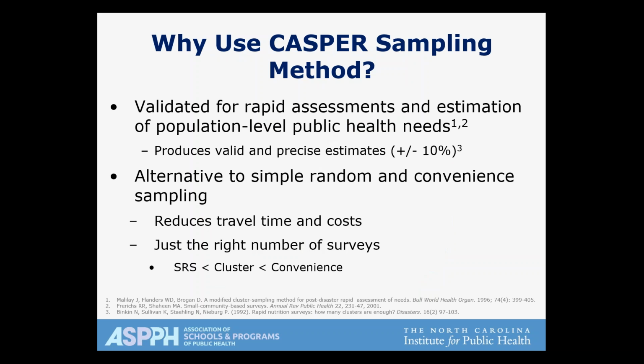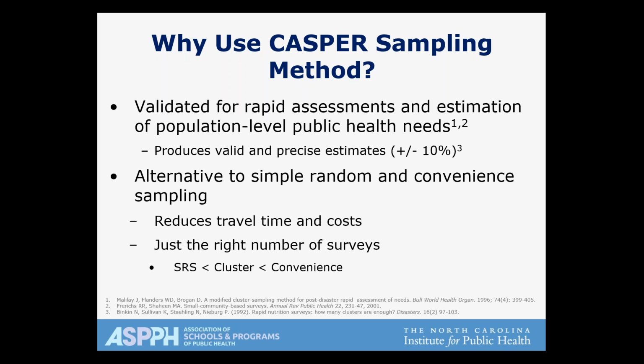So it's been validated through the years for rapid assessments of an estimation of a variety of population-level public health needs. It gives reasonably accurate results, plus or minus 10%, for the number of surveys you collect, that's pretty good. And it's basically an alternative to a simple random sample or a convenience sample. Simple random sample is hard to get that complete sampling frame of every single person in your area.